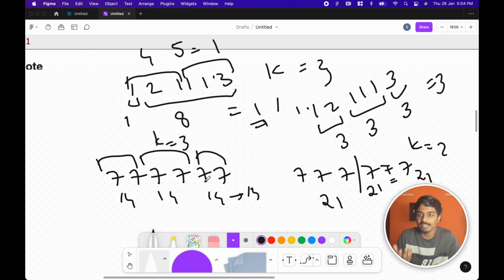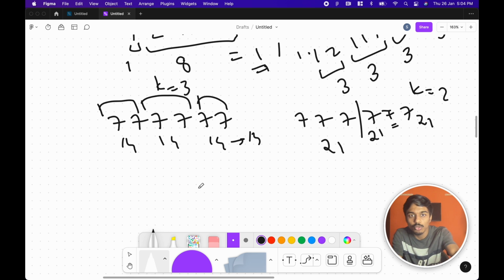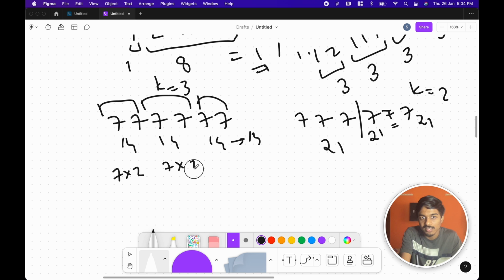So what is GCD? GCD is the highest common factor. So if you see, if we are splitting something into a set of intervals and calculating the sum, we are getting a factor, right? So that means what? 14 can be written as 7 into 2, right? This also can be written as 7 into 2, and this also can be written as 7 into 2.